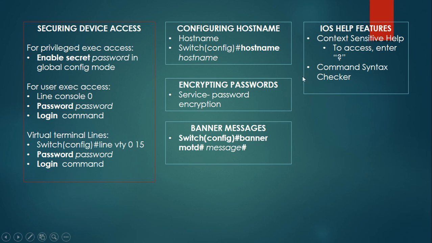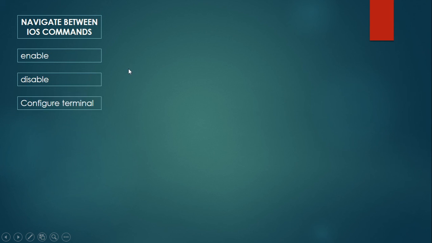If the access does not match the password or login, the command prompt shows a message. For IOS help features, we have context sensitive help, command syntax checker, and access by entering. We navigate between IOS commands: enable, disable, configure terminal, and exit. With enable you type a password, log in, and disable it, then make a configure terminal and just exit.